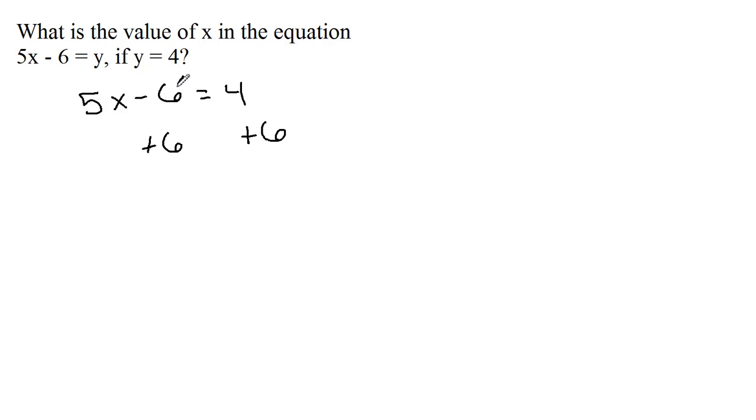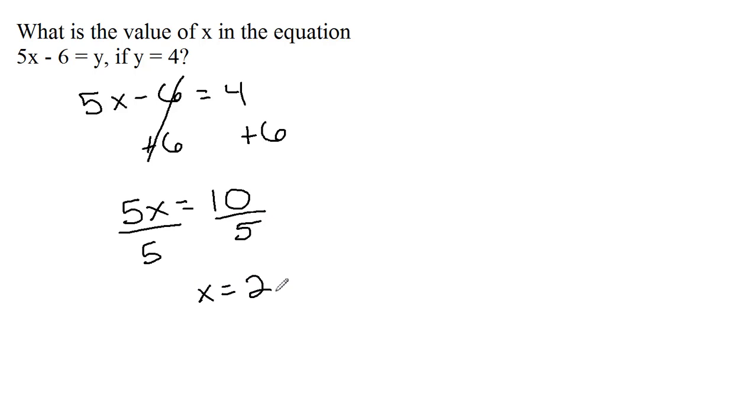So negative 6 plus 6 leaves us with 0, so that cancels out. And we're left with 5x equals 4 plus 6, so 10. Now, 5x is actually 5 multiplied by x, so in order to do the opposite of multiplication, we're going to divide. So simplifying that, x equals 2.